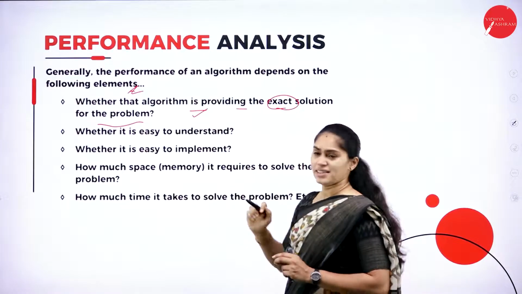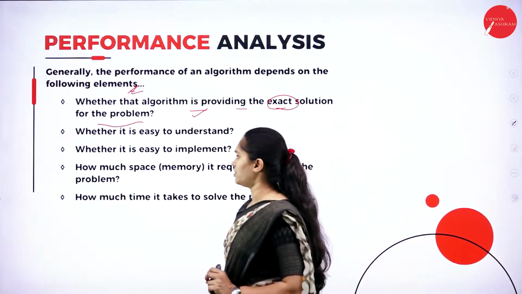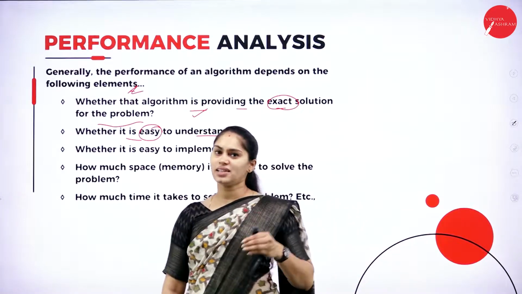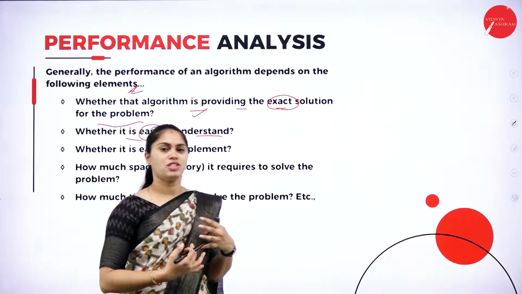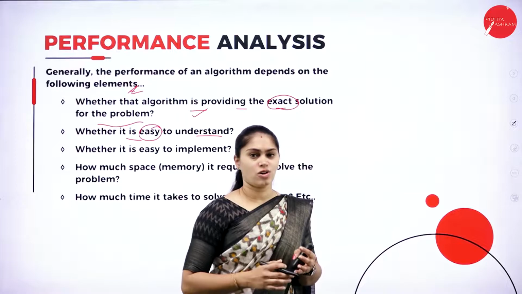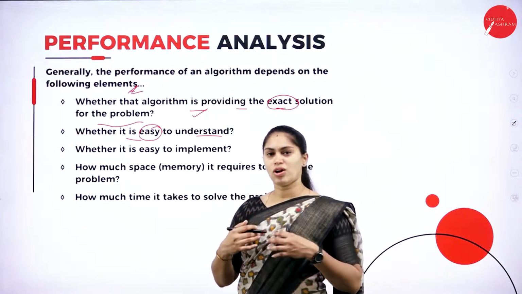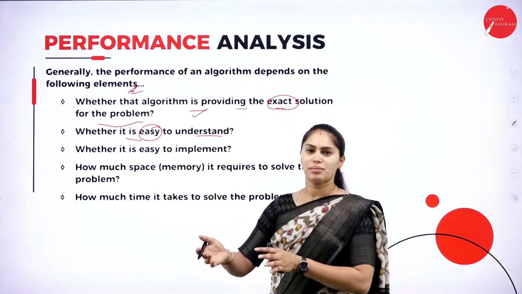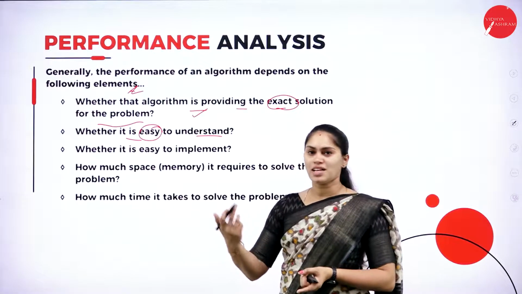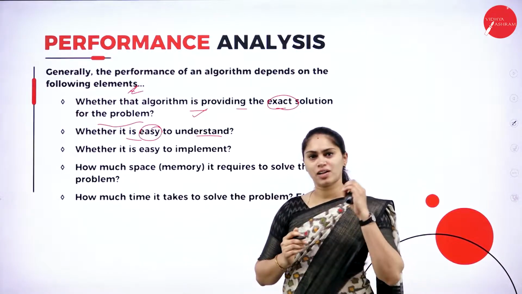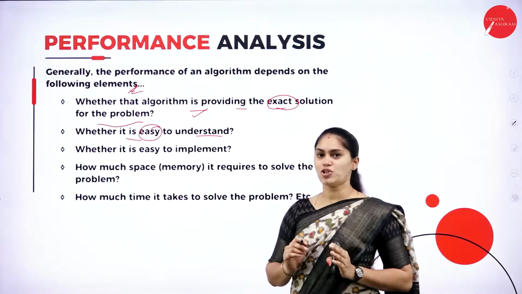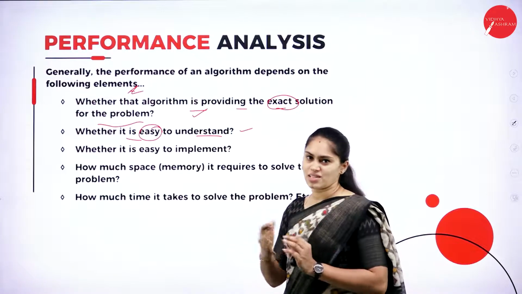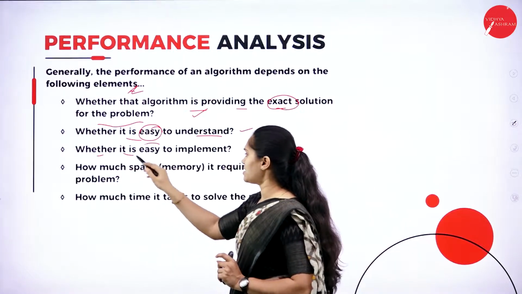If it is yes, then you can choose that algorithm to solve your problem, and whether it is easy to understand. When we are writing an algorithm, it must be easy to understand. If it is complex, very ambiguous, or full of confusion, then a developer or programmer will not be able to convert that into some designing part. After that designing, coding has to take place. So the algorithm we write needs to be clear and easy to understand.